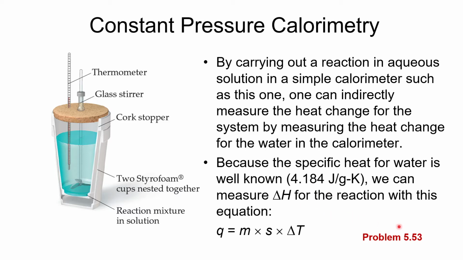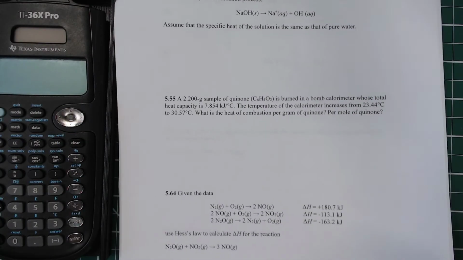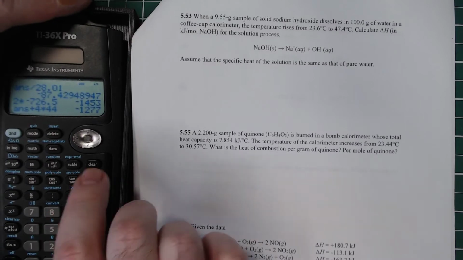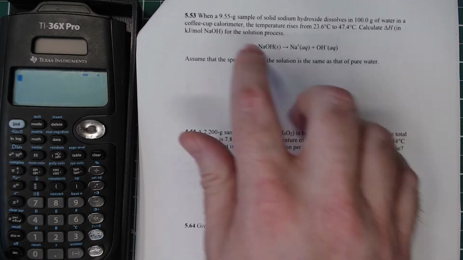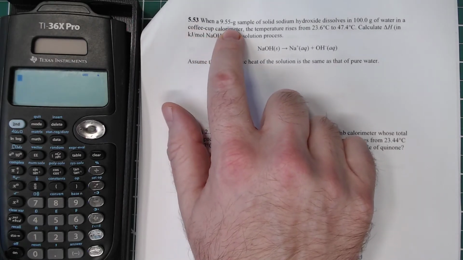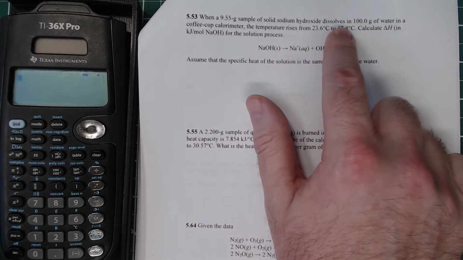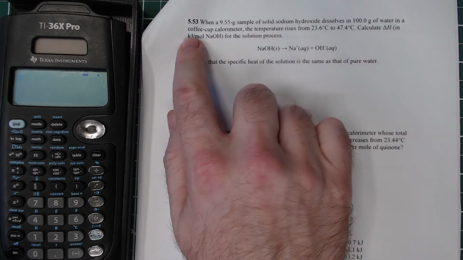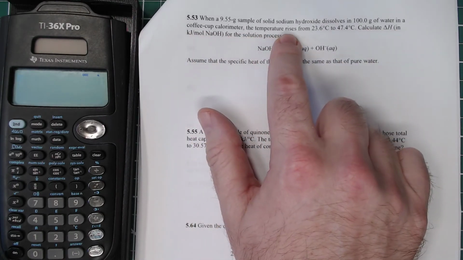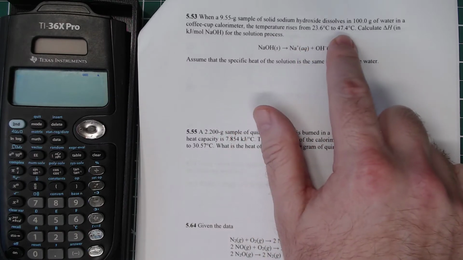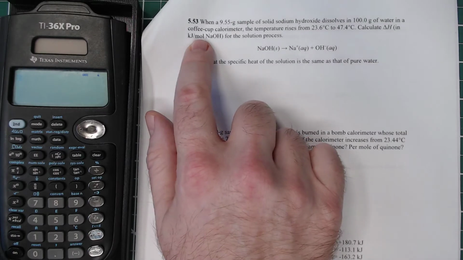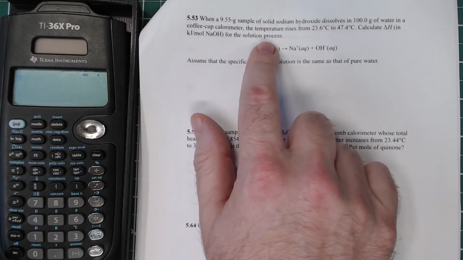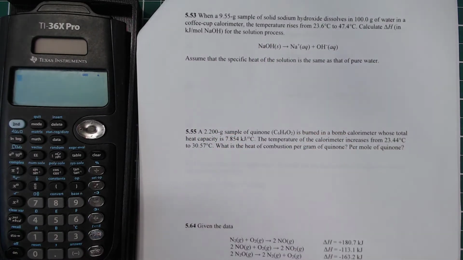All right, so we're going to switch over to number 53 on our in-class assignment. Let me clear all that out. So number 53, and it says, when a 9.55 gram sample of sodium hydroxide dissolves in 100 grams of water in a coffee cup calorimeter, the temperature rises from 23.6 to 47.4 degrees Celsius. Calculate delta H in kilojoules per mole of sodium hydroxide for the solution process.